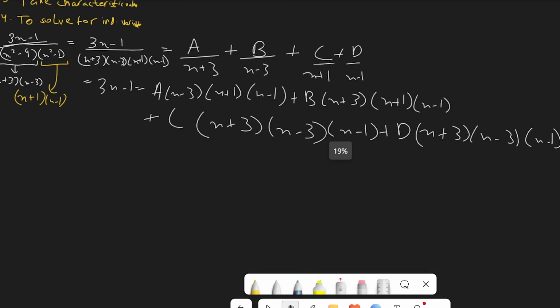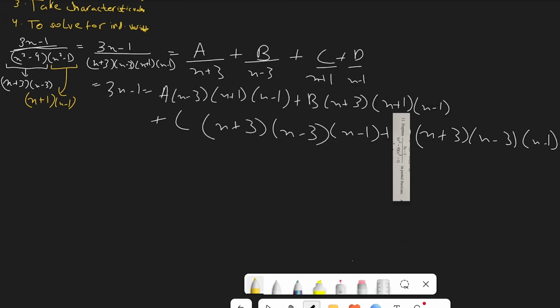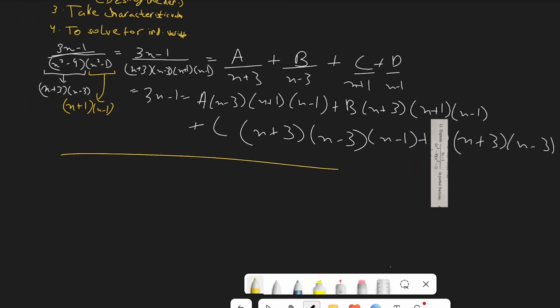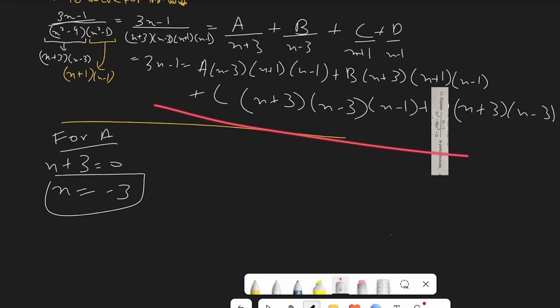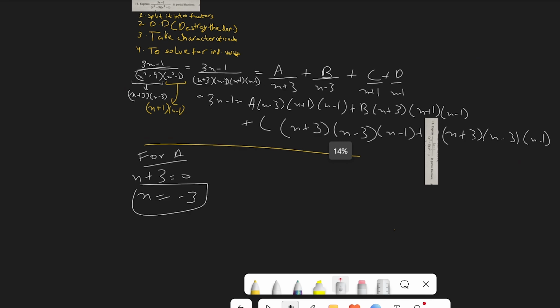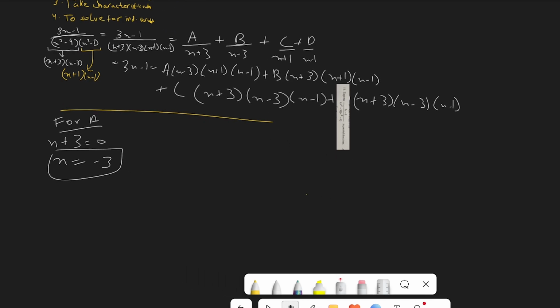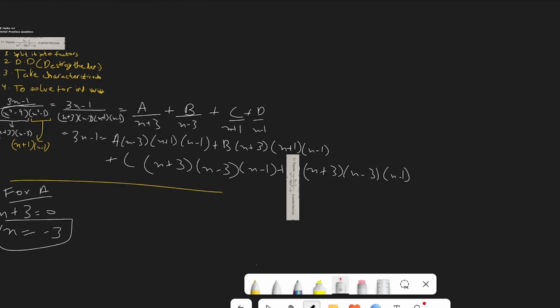What do you mean by that? Let me tell you, it's simple. First of all, we'll do it for a. How to solve for a? We need to put the denominator from the previous step, x plus 3, equal to 0, and the characteristic value would be x equal to minus 3. Now in this entire equation we will put x equal to minus 3, and then just see the results.